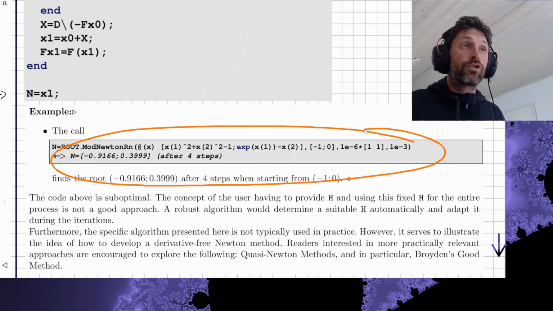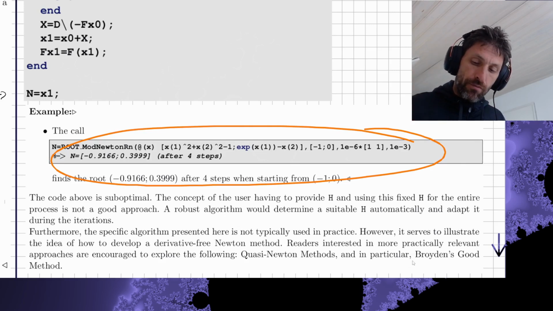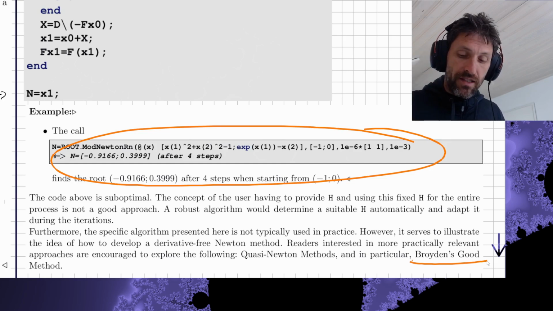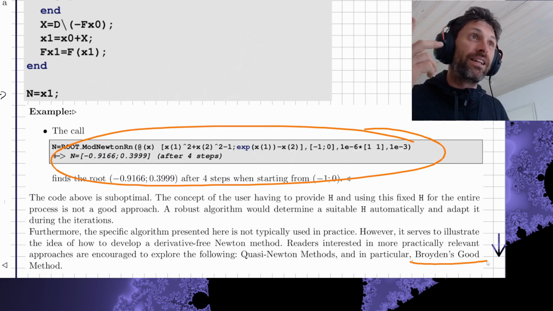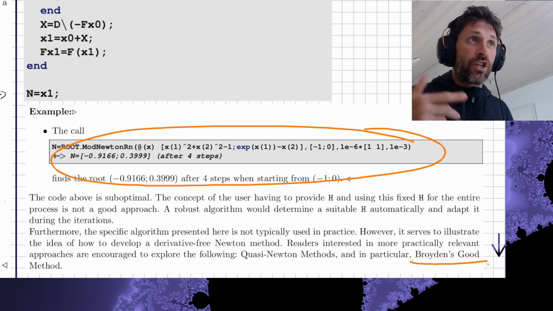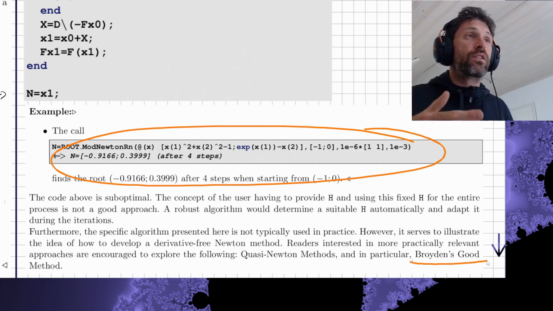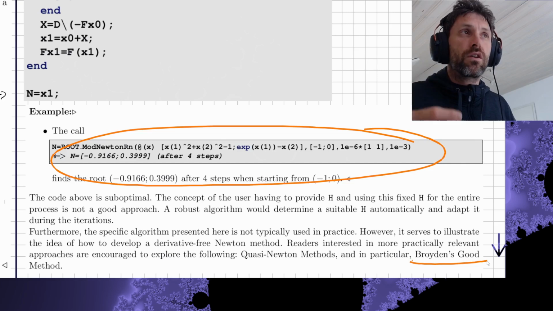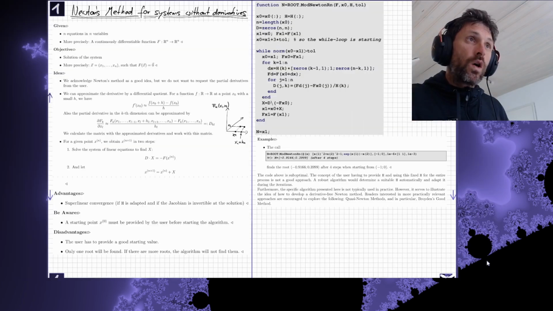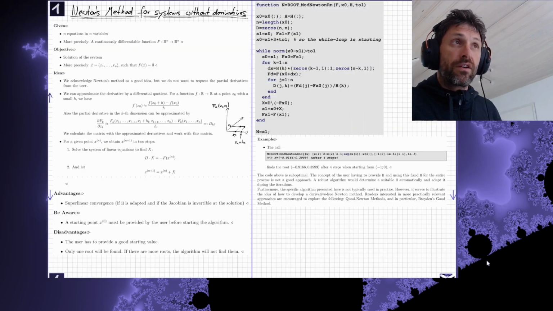If you want to learn about algorithms which are used in practice, then Google, ask ChatGPT, please explain to me Broyden's good method. There's also Broyden's bad method. That's a funny kind of thing. So these are the two algorithms which are mentioned most times and which are used most times. Okay, so far this was the theory.